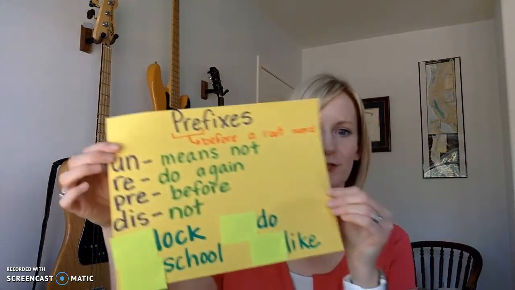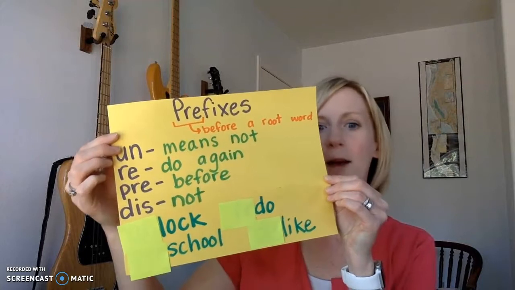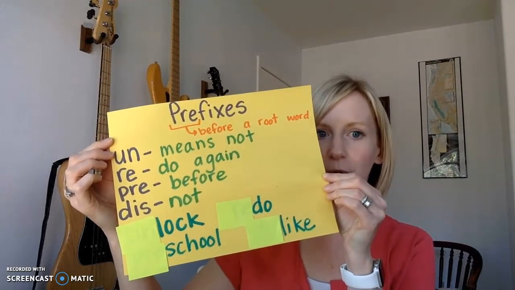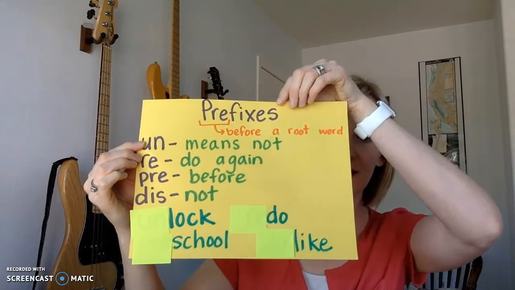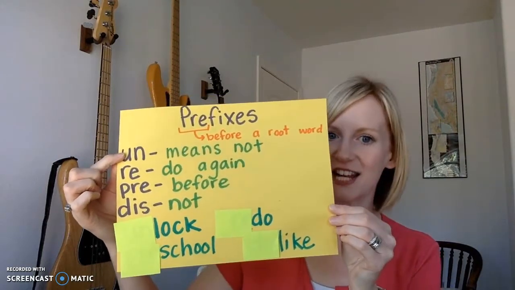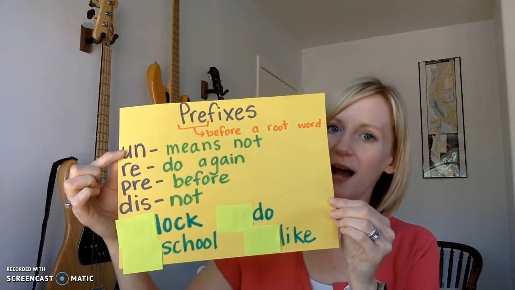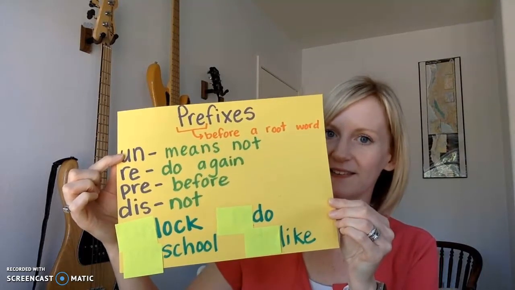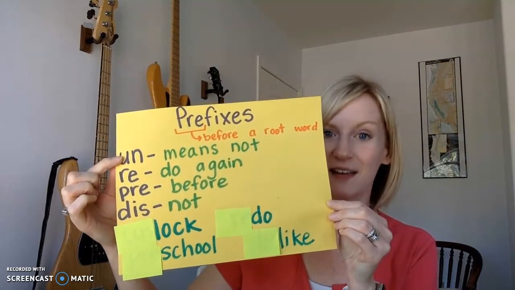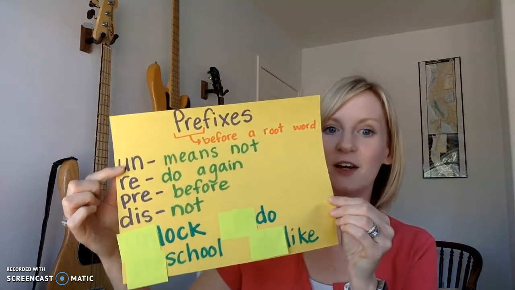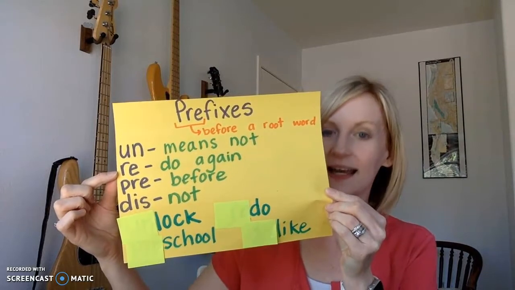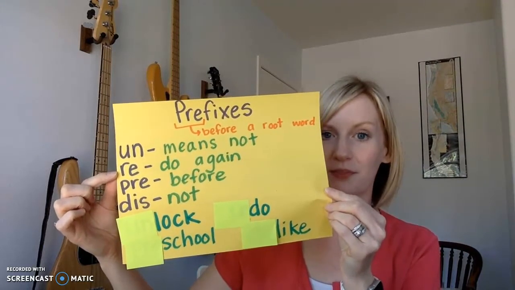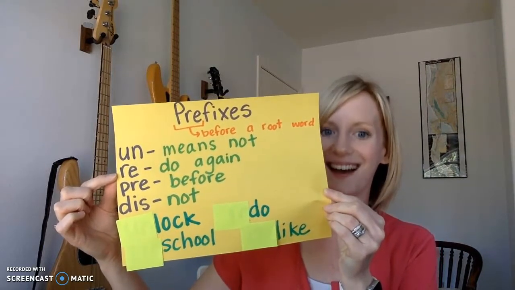All right, looking at our prefixes for today. A prefix comes before a root word or a base word. The first one we're going to talk about is un. That means not. If I have to untie my shoelaces, that means I am not tying them. I'm undoing it. The next one is re. That means to do again. If I redo something, that means I'm doing it again.